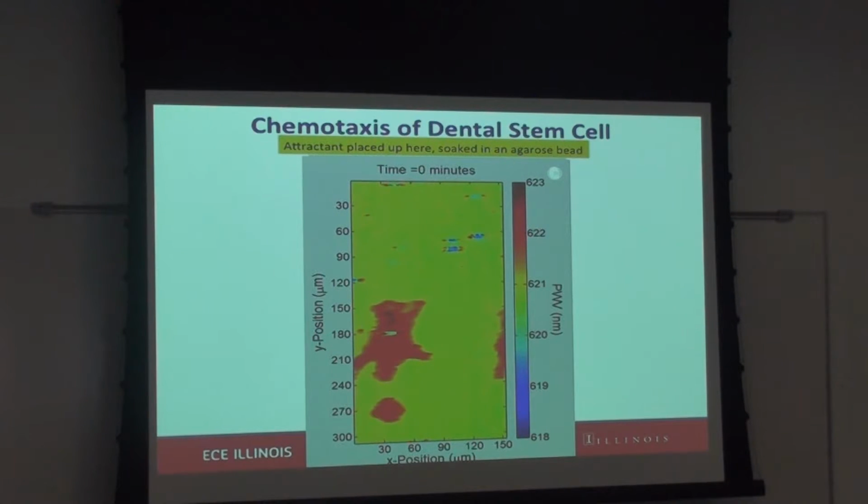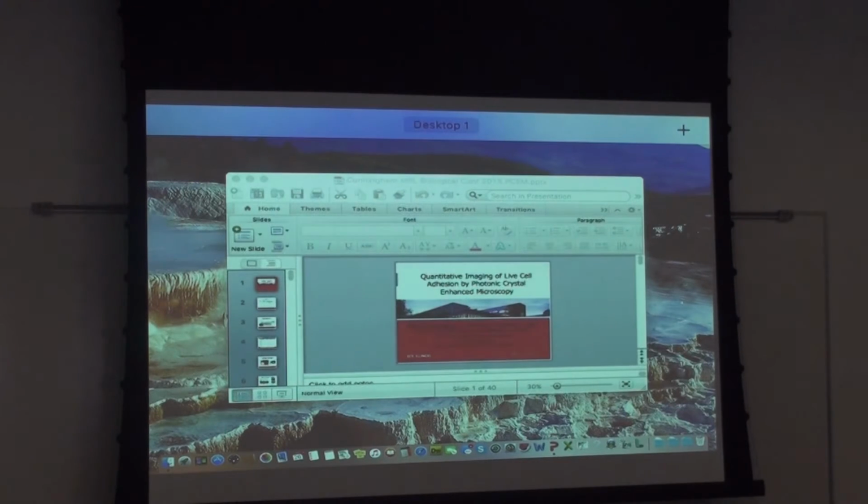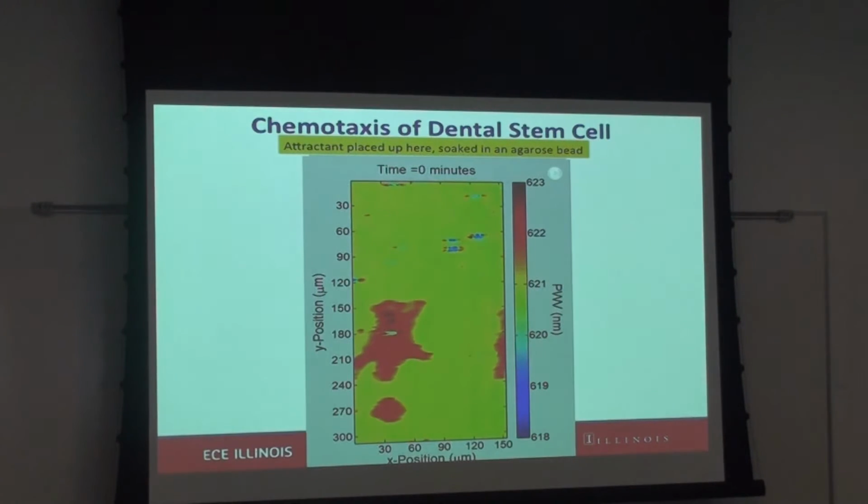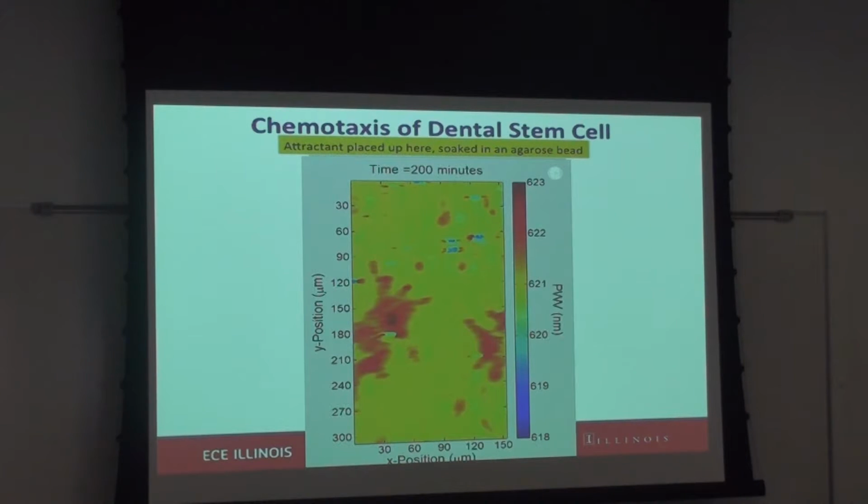So we've done other little cell tricks. This is one where we did a chemotaxis experiment, where we put up here, out of the field of view, an agarose bead that has a chemical attractant to this attached cell. I need to find my pointer. Oh, there it is. Okay, so this cell is going to gradually move from south to north as it senses something in its environment, and it's going to crawl itself in one direction.